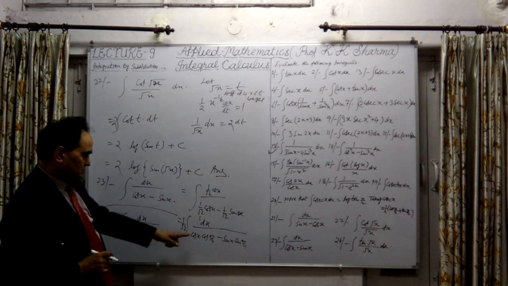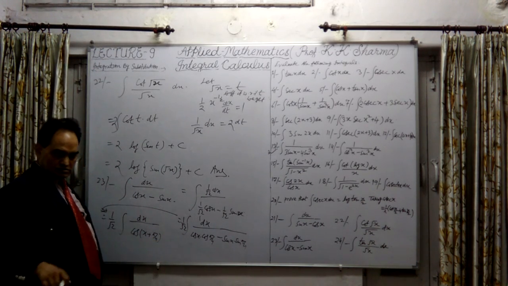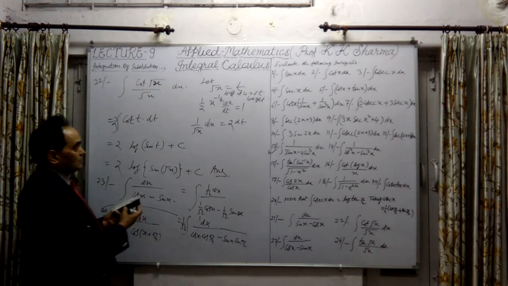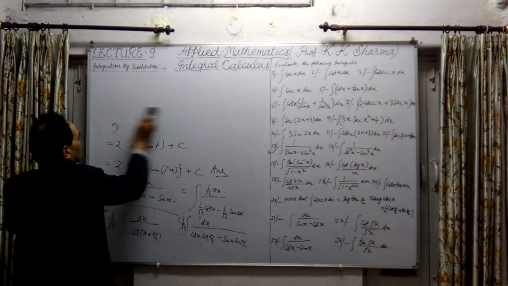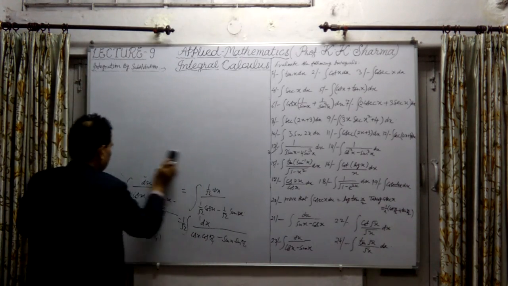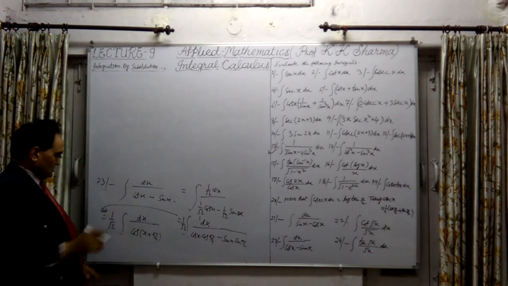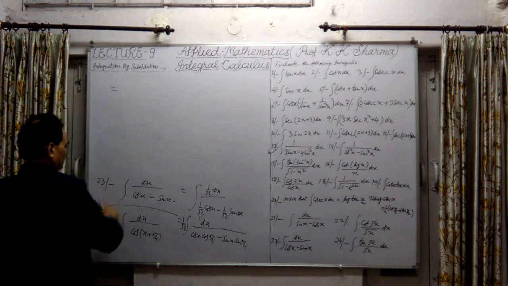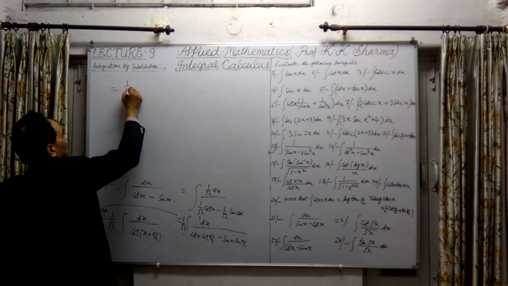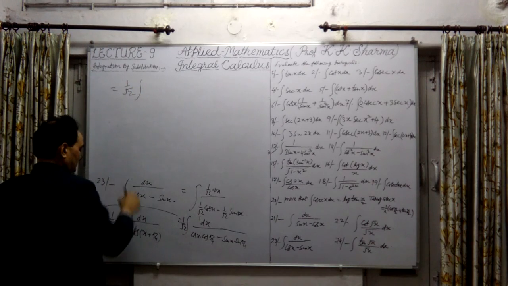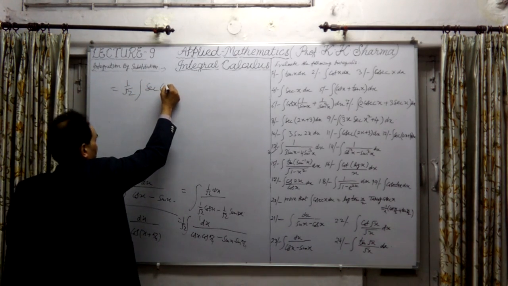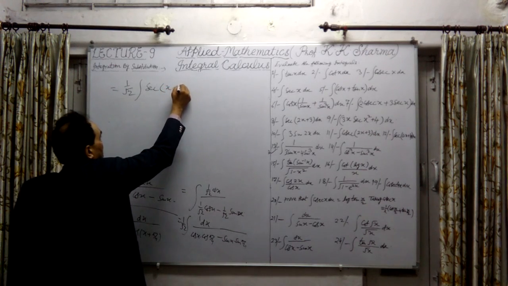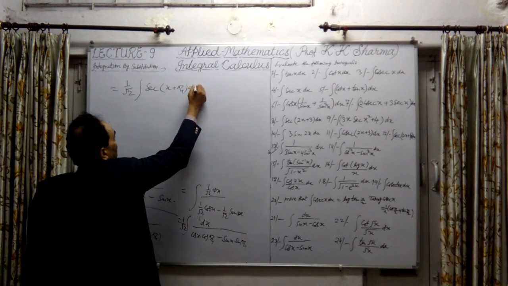Nothing else. Now it can be taken into the numerator, let me write it here. So the value of this further, let me solve. It will be 1 upon root 2 integration of secant of x plus pi by 4 into dx.